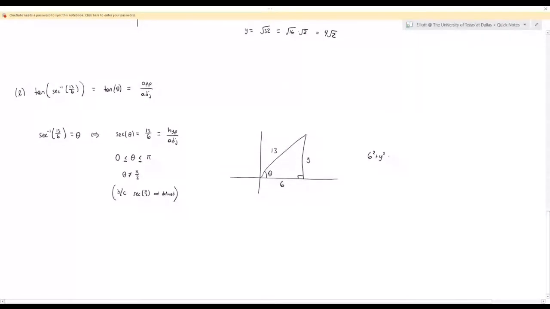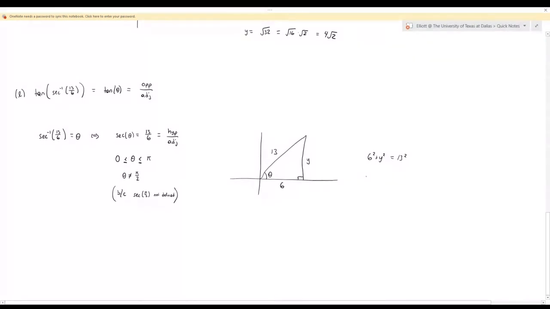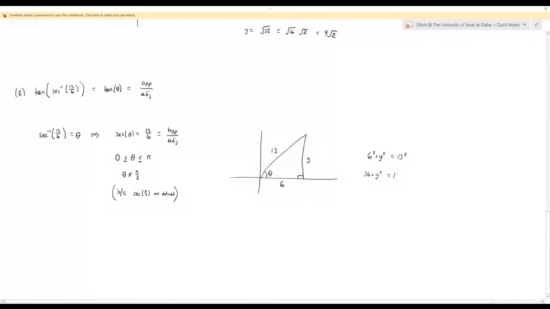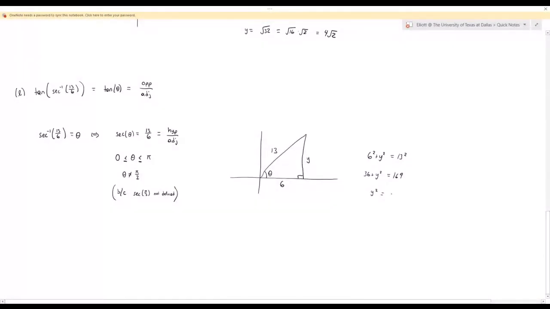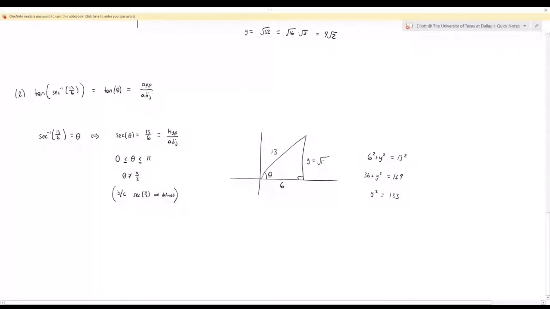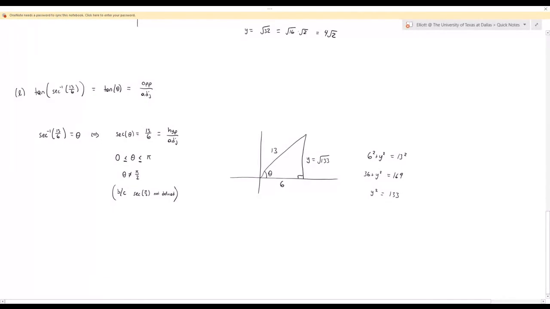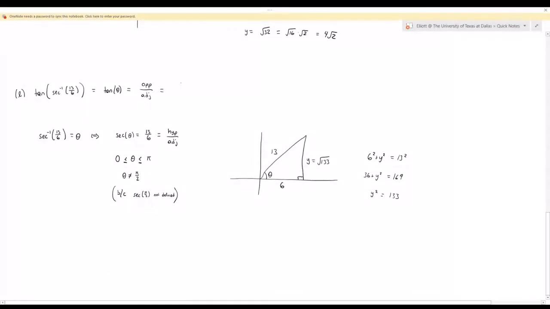So we'll need to figure out the opposite side real quick. 6 squared plus y squared is 13 squared. That's 36, that's 169. If I subtract 36 over, y squared is 133, I believe. So y will be the square root of 133. So to finish the problem, this will be equal to opposite, root 133, over adjacent, 6.